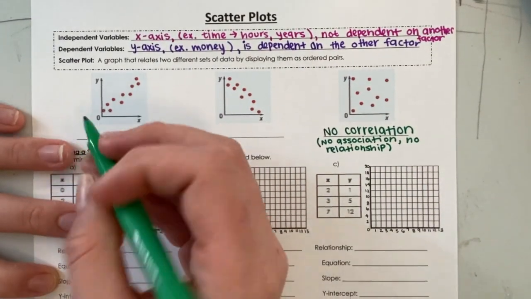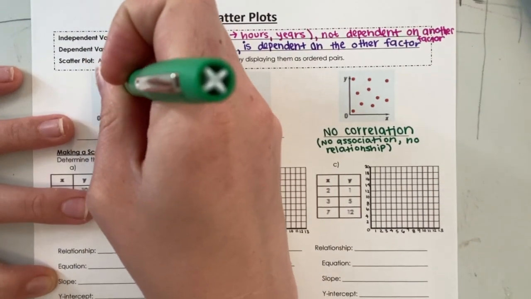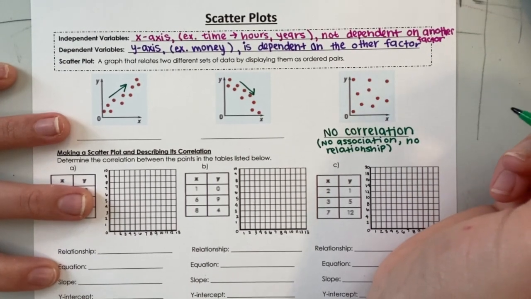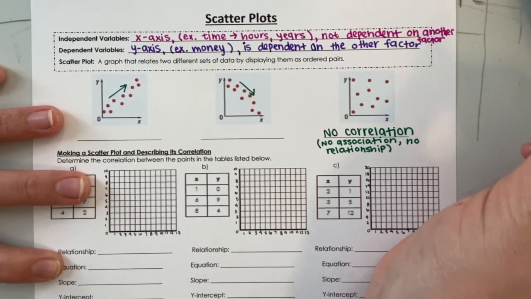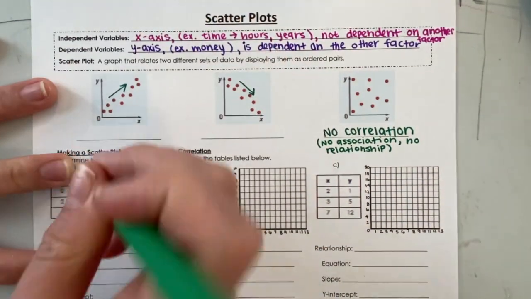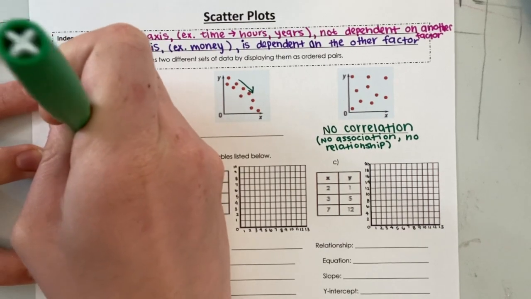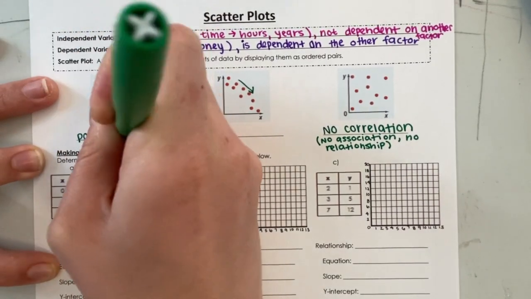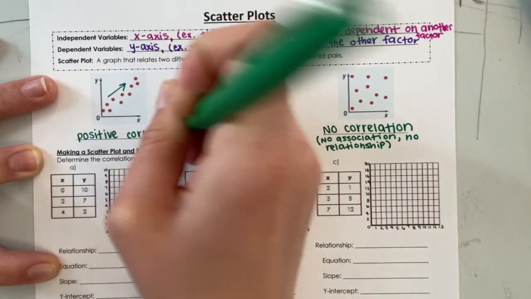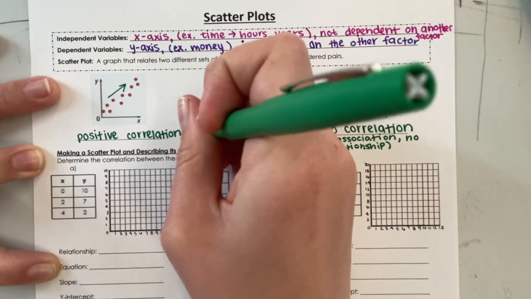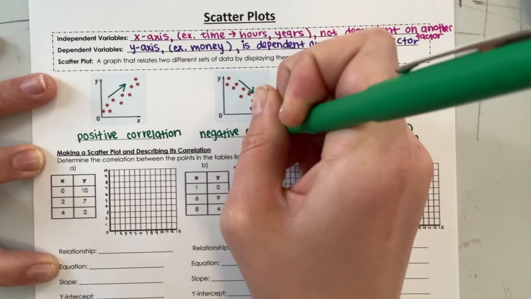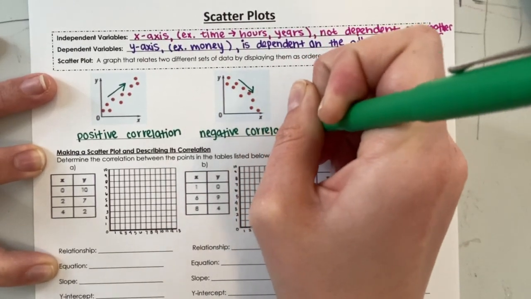When we do have an apparent relationship, for example, we can tell that this graph is going upwards and this one's going downward, then we describe it based on what the slope would be if we had a line going through it. So if it goes upwards from left to right, we say that this is a positive correlation or association. And then if it goes downward, like a negative slope, it's a negative correlation. So those are our patterns that we can look for.